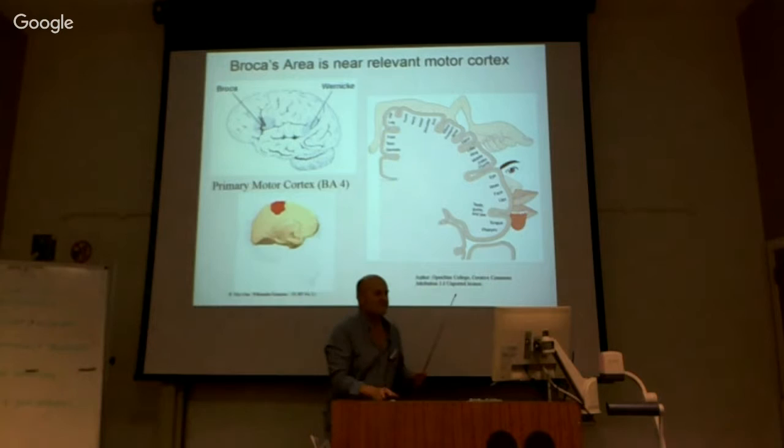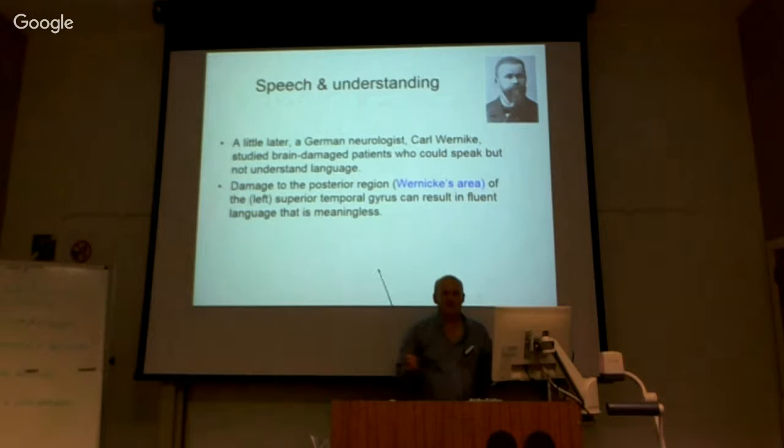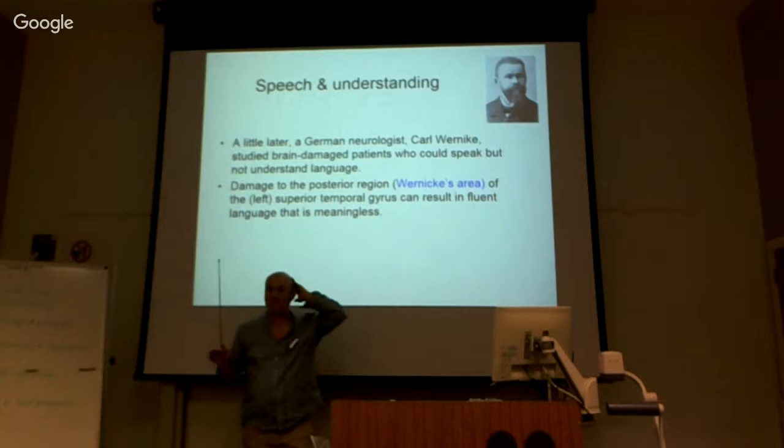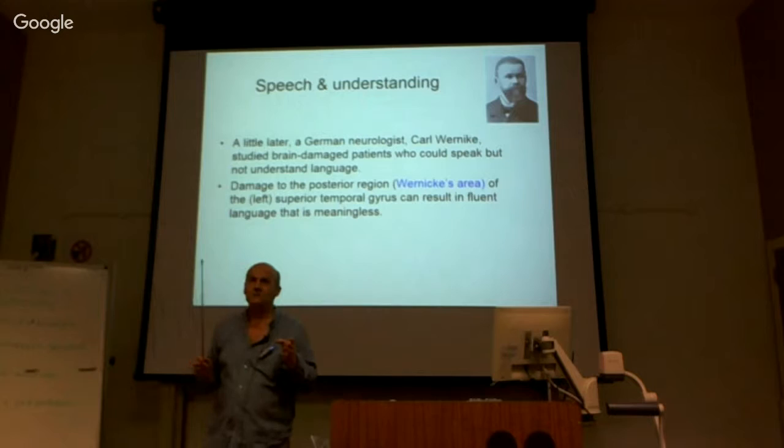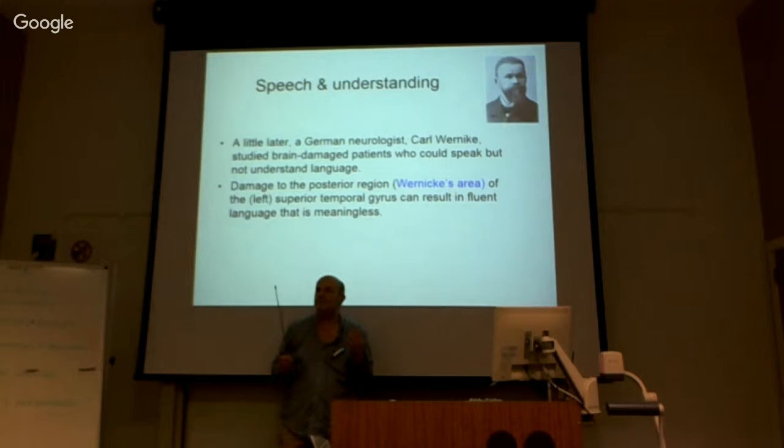And then there was Carl Wernicke, who came across a lot of patients who had damage in a different area, in a posterior region, which became known as Wernicke's area. And they were actually very fluent. They could make all sorts of different sounds, but they were completely meaningless. So it wasn't like they could produce anything which made sense, but they were clearly able to pronounce each individual phoneme, if you like.